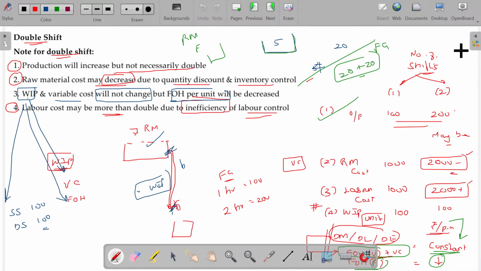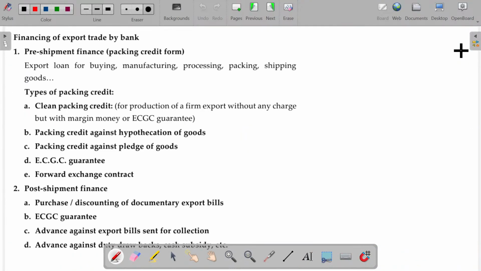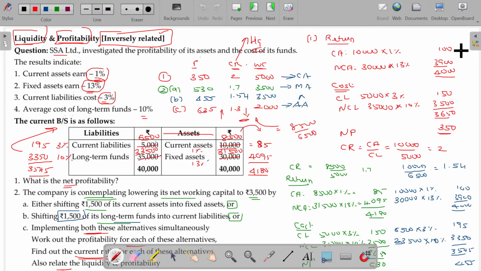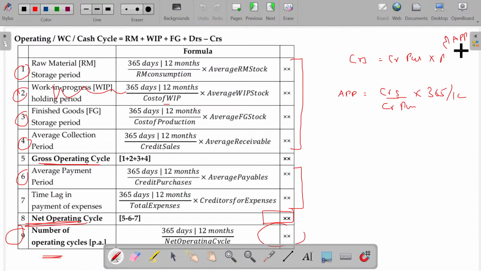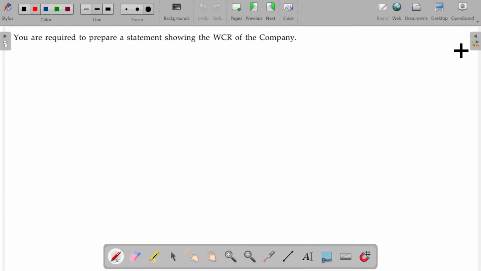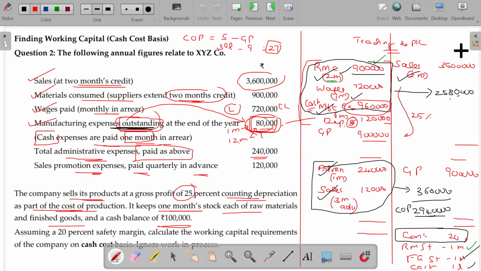In working capital management, we have to cover three aspects in this class. One is related to cash management, another one is financing of working capital, along with Tandon Committee's recommendation, and some theoretical aspects also.